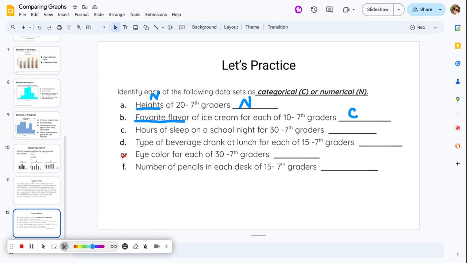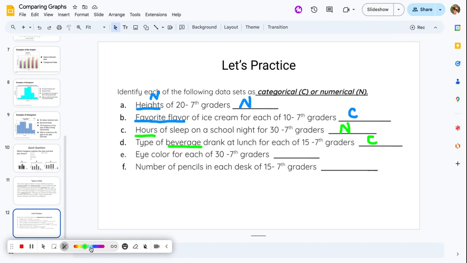All right, so let's check our answers. Hours of sleep on a school night for 37th graders. Hours is a number. Type of beverage drank at lunch for each of 15 7th graders. So it's talking about the beverage, so I would say C.